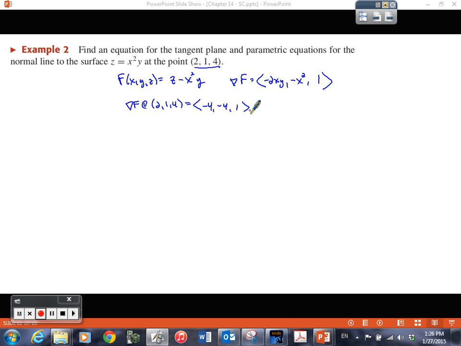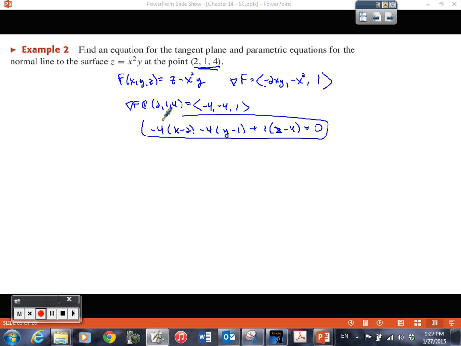We now have a point and a normal vector. We can now write the equation of our tangent plane, which is negative 4 times (x minus 2) minus 4 times (y minus 1) plus 1 times (z minus 4) equals 0. And no, you don't have to write the 1. I'm just doing that so you can see where it came from. All right, so this is the equation for our tangent plane.